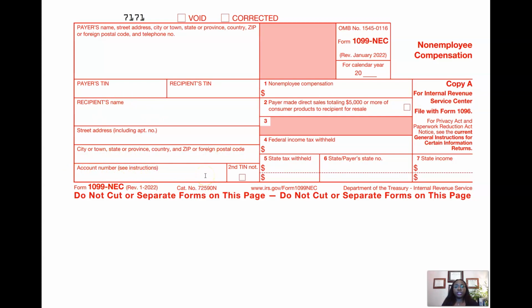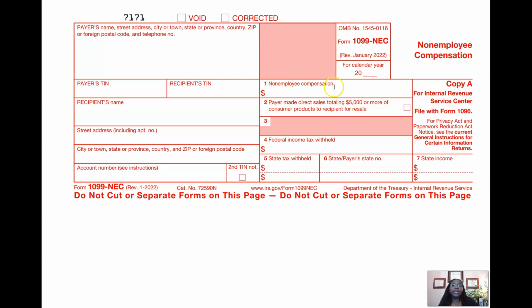In this situation, we're talking about small business owners who make payments to contractors and need to issue this form at the end of the year. The due date for issuing this form is January 31st, okay? So in this section, for the calendar year, most of you are going to e-file this, but if you're paper filing, you're going to write in the year.